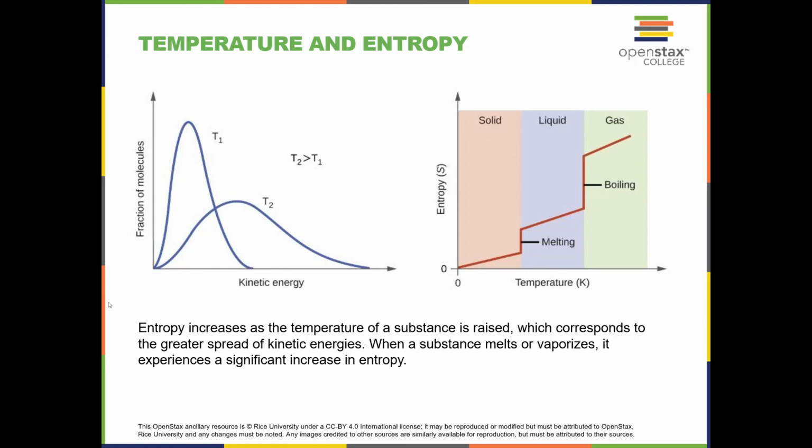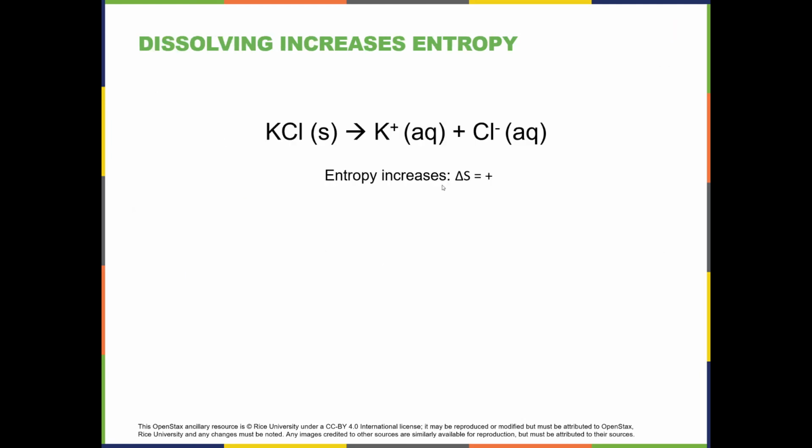If you want to think about why this is, it's because if we look at T1 versus T2, even in the same state, in T1 there's a smaller distribution of kinetic energy among the molecules. At T2, there's a larger distribution of kinetic energy among the molecules. This larger distribution of energy translates into more entropy, more randomness. The energy is more spread out at the higher temperature as compared to the lower temperature.